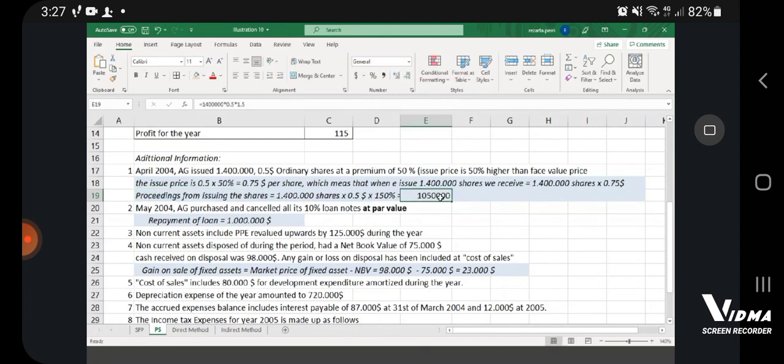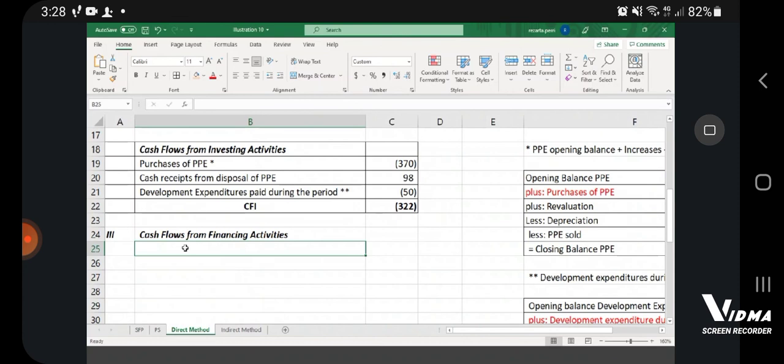So again, we have proceeds from issuing the shares equal to 1,050,000, but in thousands is 1,050. We come to the direct method. The first cash transaction is proceeds from issuing shares at a premium, that is at a price above the nominal value or par value. And the proceeds from issuing these shares was 1,050.